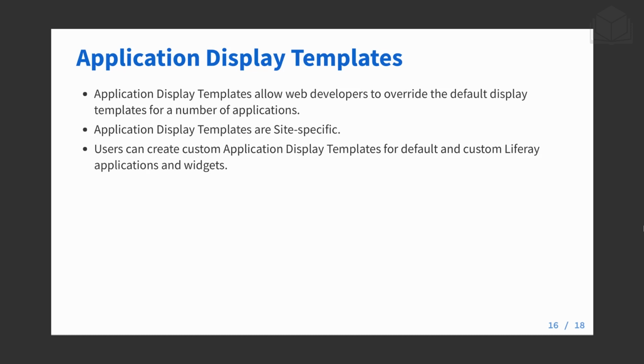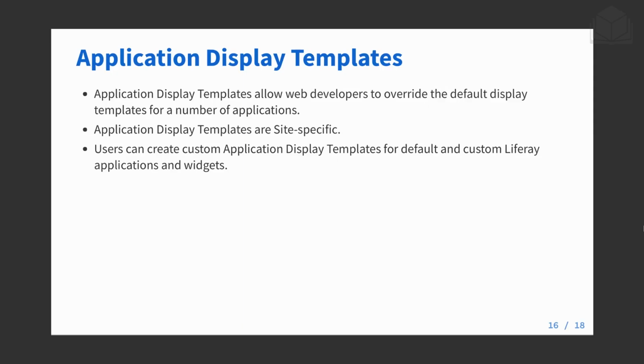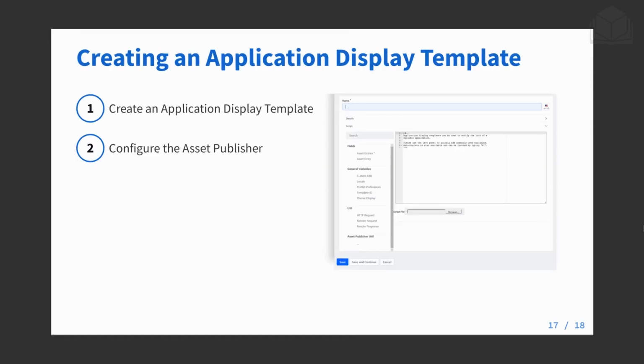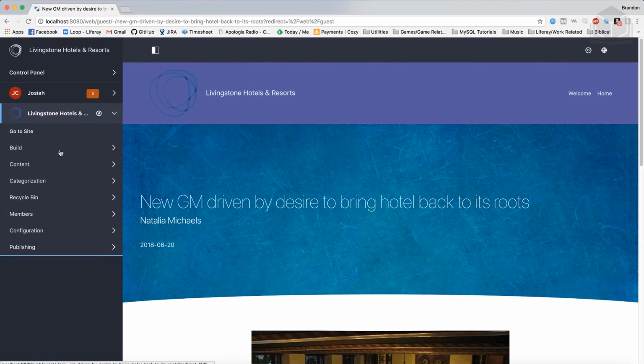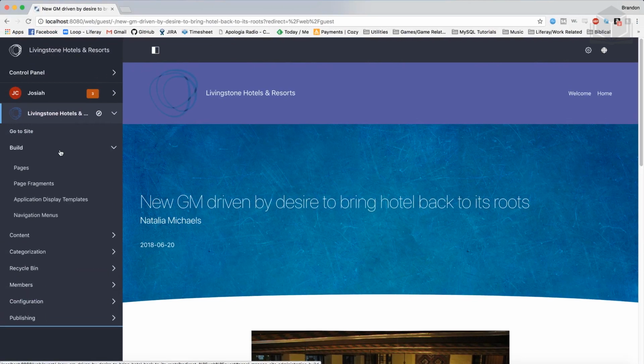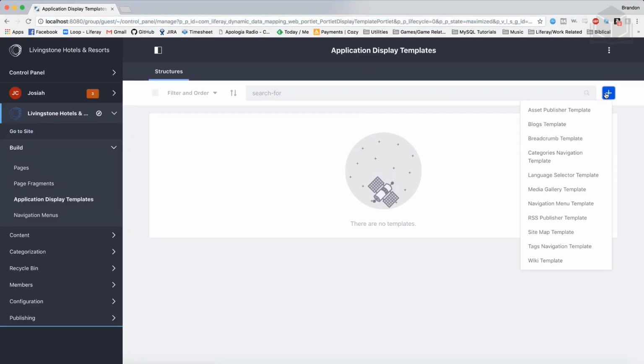So let's take a look at a few of the options that we have for application display templates. First off, you can create application display templates by going into the build section and clicking on application display templates. If I click on the add section here, you'll see all of the ADTs. I'm using that as a shorthand for application display templates. All of the ADTs that are available. So again, asset publisher, blogs, breadcrumbs, we see wikis, tags, category navigation, just regular navigation.